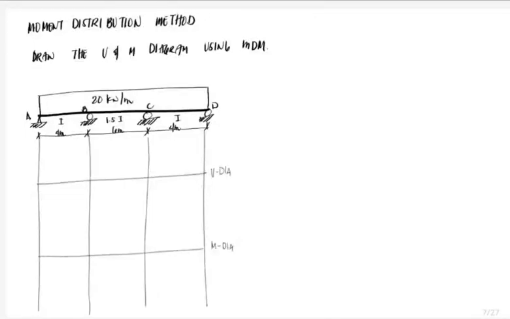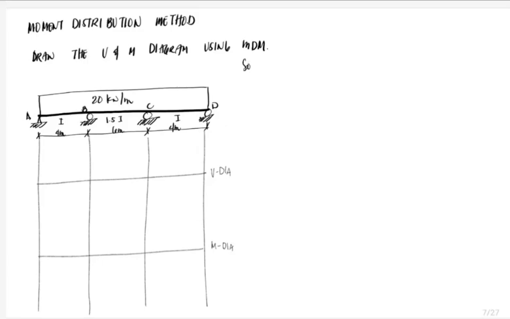Okay, another example for our moment distribution method. Draw the shear moment diagram using this MDM. So, nakikita nyo dito sa figure, we have 10 kN per meter na uniform load. We have point A, point B, point C, and point D. All of these are unyielding supports, especially yung edge niya or yung pinaka-last support which is point A and point D. Okay, yung first step natin dito is determine the distribution factor.